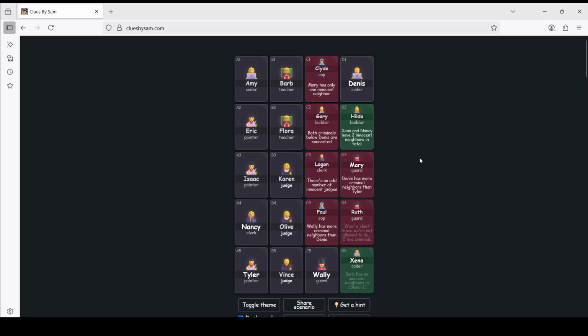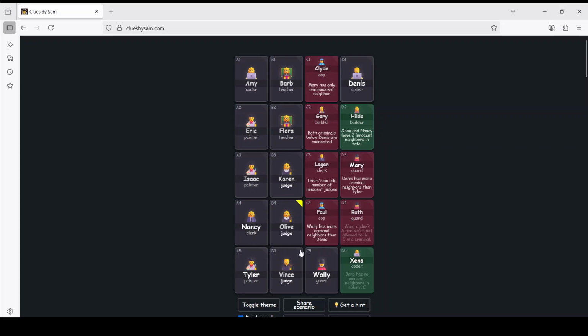Hilda is now telling us that Xena and Nancy have 2 innocent neighbors in total. So that is important information. Let's see, Xena is down in D5 in the bottom right-hand corner. So it's possible she could have 1 innocent neighbor. Nancy hasn't had any neighbors revealed yet, but let's get back to the train of logic we were following earlier.